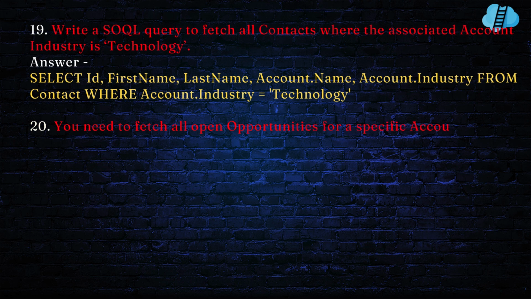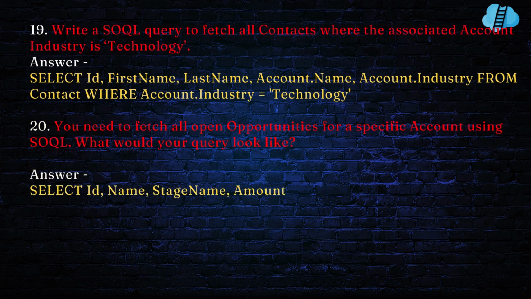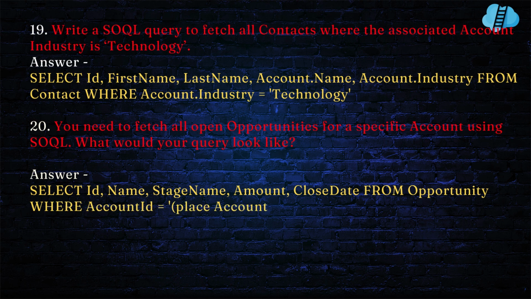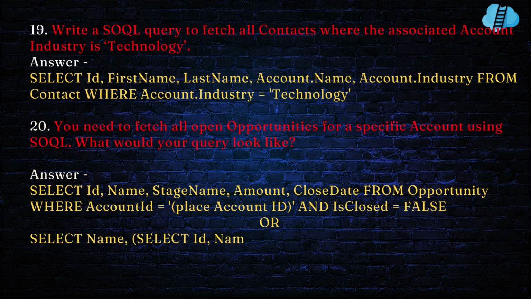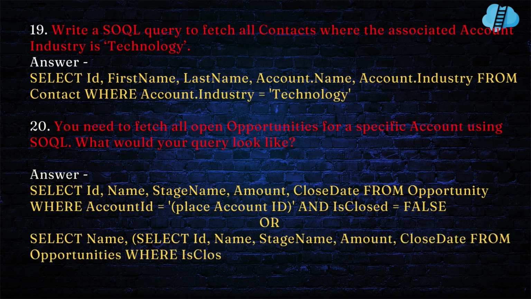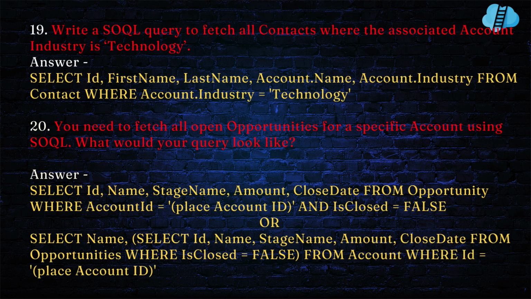20. You need to fetch all open opportunities for a specific account using SOQL. What would your query look like? Answer: SELECT Id, Name, StageName, Amount, CloseDate FROM Opportunity WHERE AccountId = :accountId AND IsClosed = false. OR: SELECT Id, Name, (SELECT Id, Name, StageName, Amount, CloseDate FROM Opportunities WHERE IsClosed = false) FROM Account WHERE Id = :accountId.